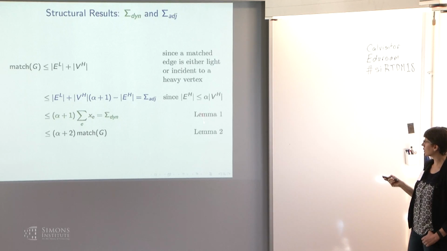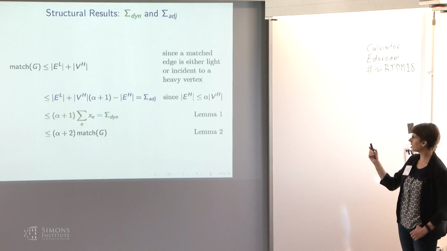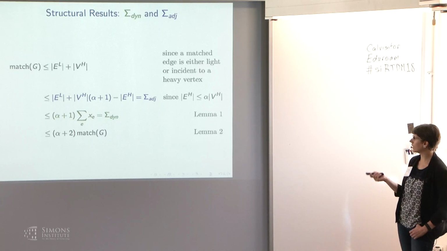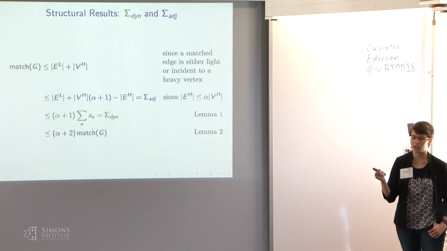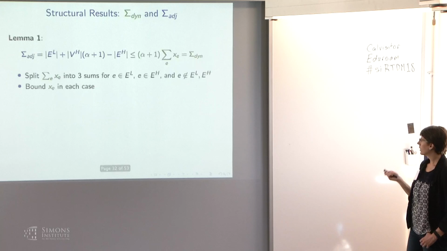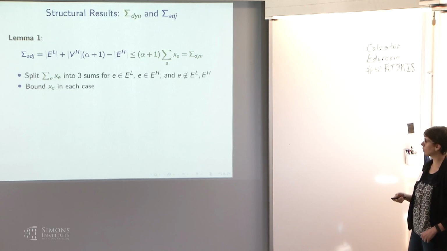In lemma 1, I'll show that this is at most sigma dynamic, and in lemma 2 that it's at most alpha plus 2 times the size of the matching in the graph. So that immediately gives us that both sigma adjacency and sigma dynamic are alpha plus 2 approximations of the matching. So I won't have time to give you full proofs of the lemmas, so I'll just give you a general idea.